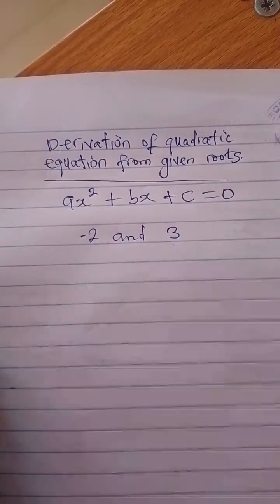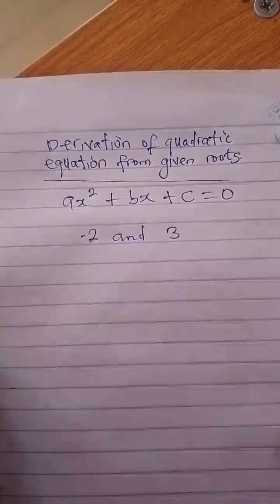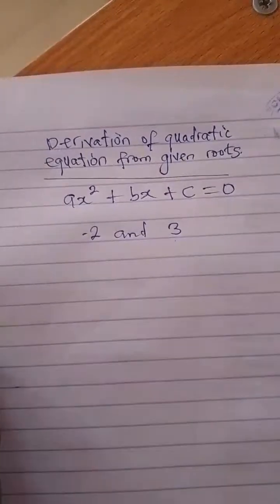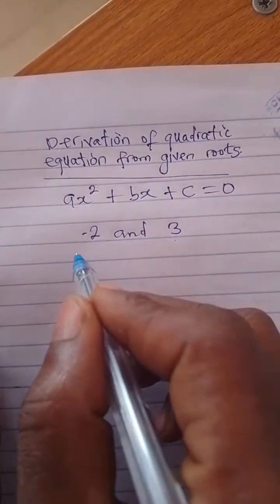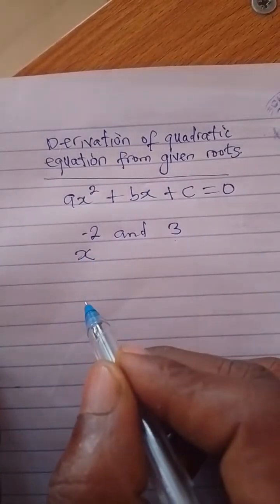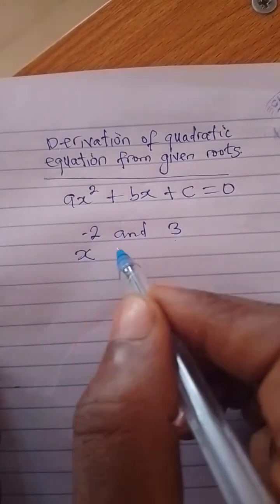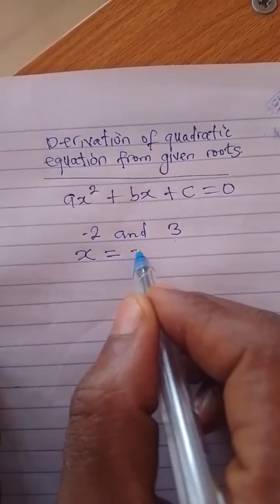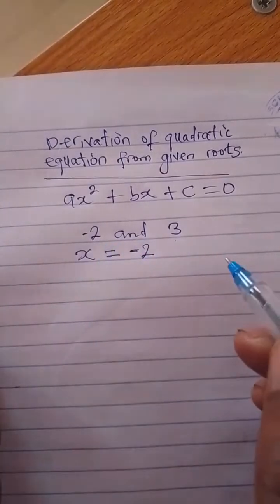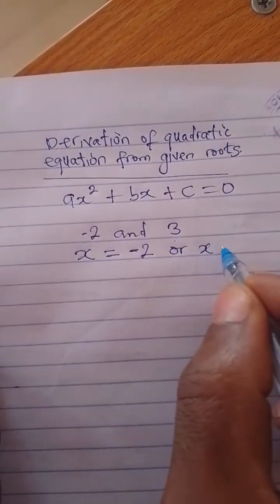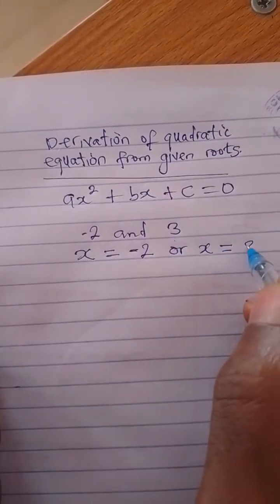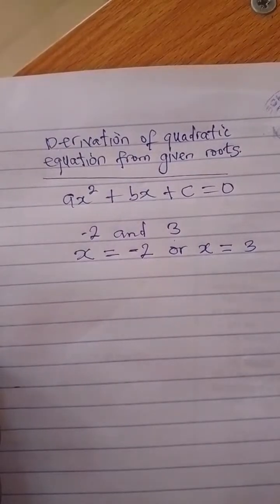So this is simple. The first thing you will do is to know the variable to use. Do you want to use x? Do you want to use y? Do you want to use k? This time around, I want to use x. So this means that our x now is equal to minus 2 from this side. Then, or, our x again is equal to 3 because these are the two solutions.